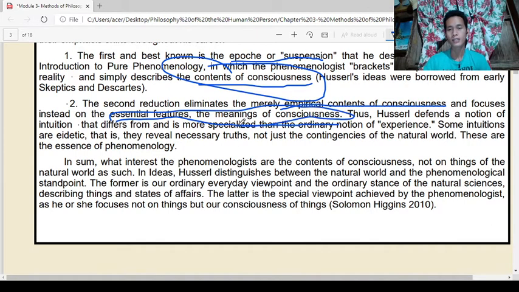Thus, Husserl defends a notion of intuition that differs from and is more specialized than the ordinary notion of experience. Some intuitions are eidetic, that is, they reveal necessary truths, not just the contingencies of the natural world. These are the essence of phenomenology.